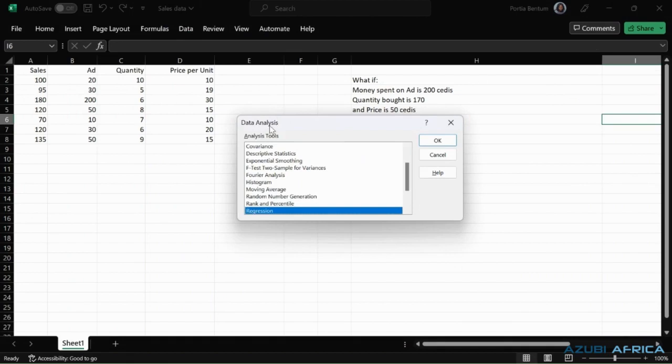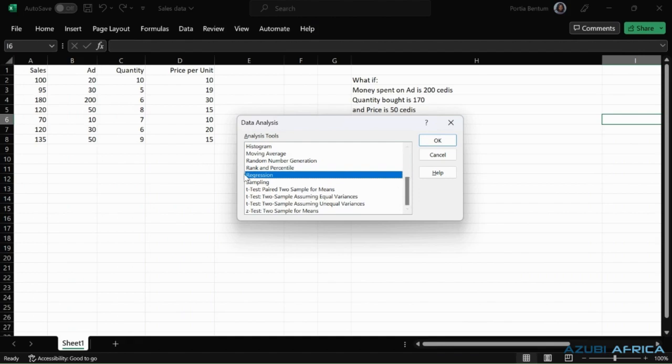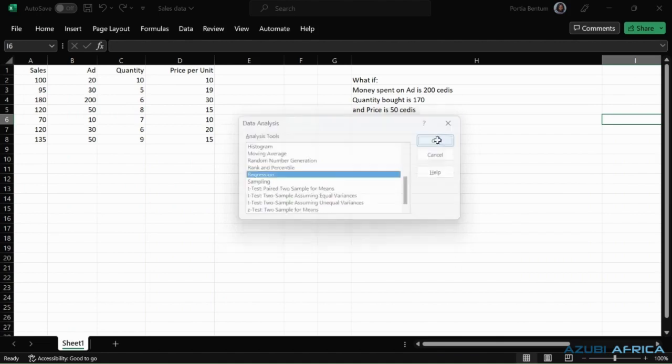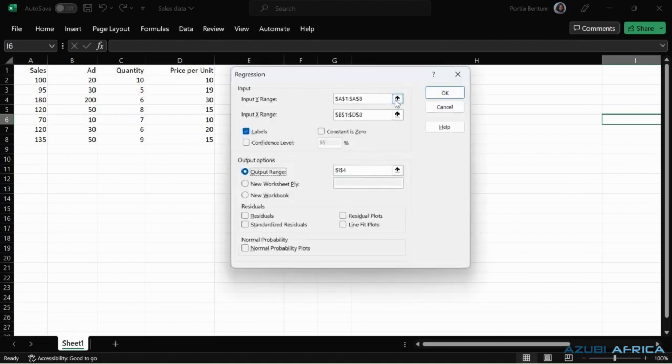You click on the Data Analysis ToolPak. You are going to get this pop-up. Look for Regression. Scroll down. Select Regression and click on OK. It will be asking us to input our Y range and then our X range.